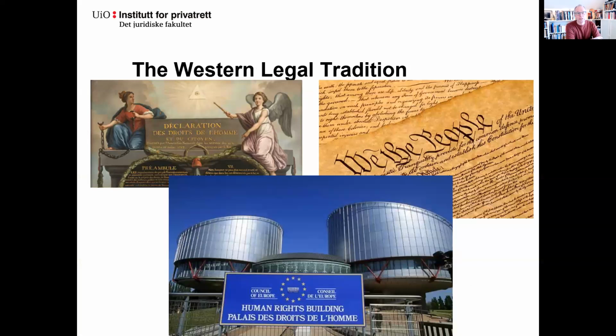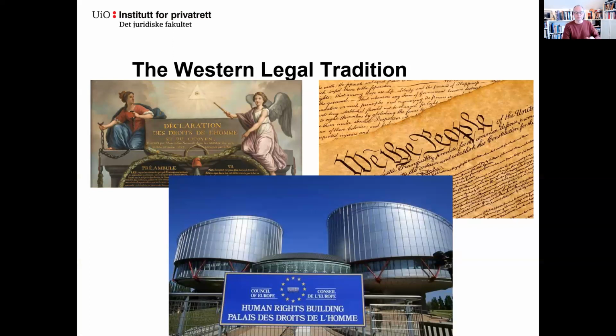The Western legal tradition is the legal orders that we are accustomed to here in Western Europe, the United States, and in many countries around the world that build their legal traditions upon the European Western legal tradition. We used to see this as a result of the Enlightenment, the French Revolution, the American Revolution, and the Human Rights Revolution after World War II. We see this as a specific legal tradition with emphasis on individual human rights, rule of law, and democracy.